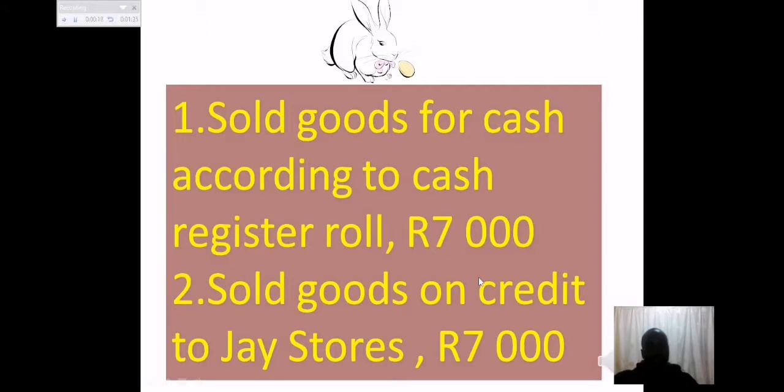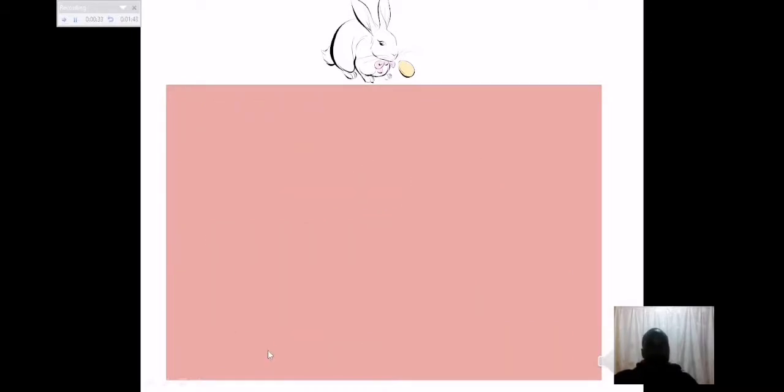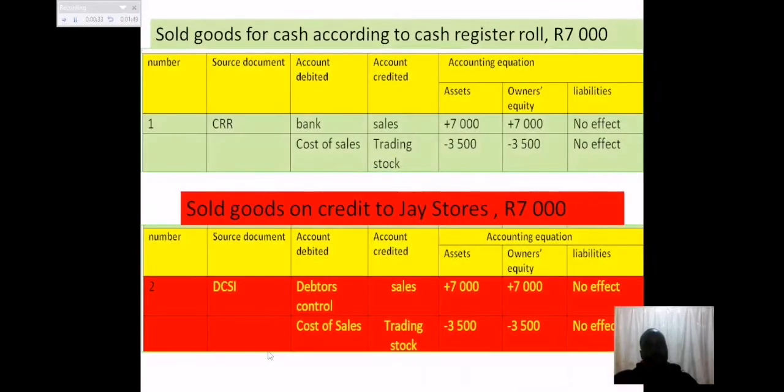So remember, when we sell on credit, we have to keep the name of the debtor so that we will have records that we will look at later on. Now, how does this translate to our recordings?